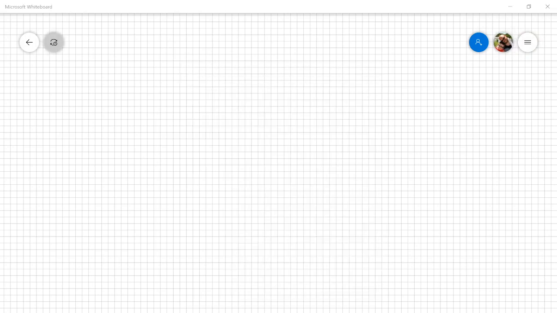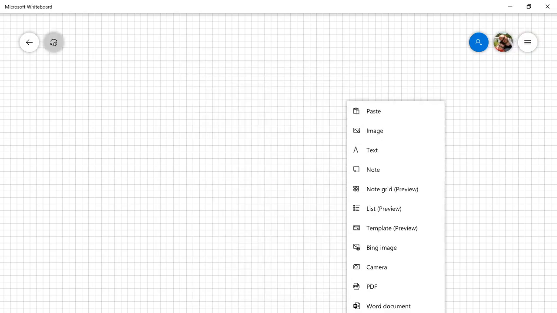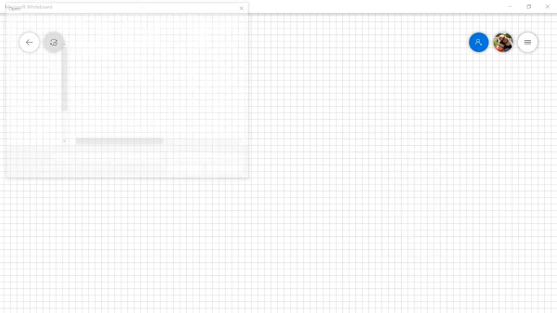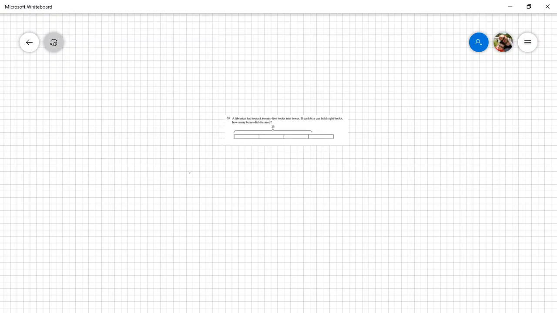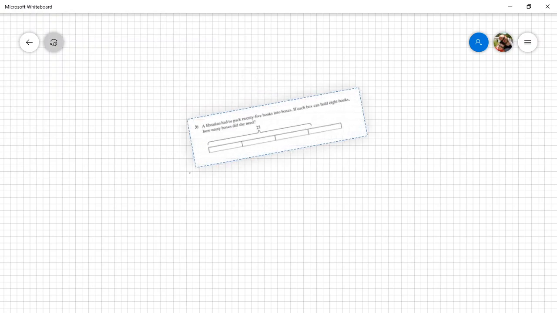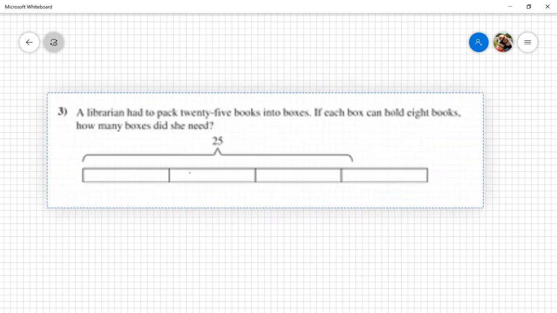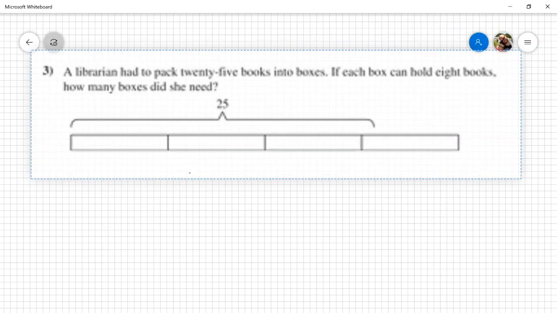All right, see if we can do this again. Dividing fractions using a tape diagram, number 3. I'm going to put my pen down, I'm going to tap it. There we go. All right, another example.